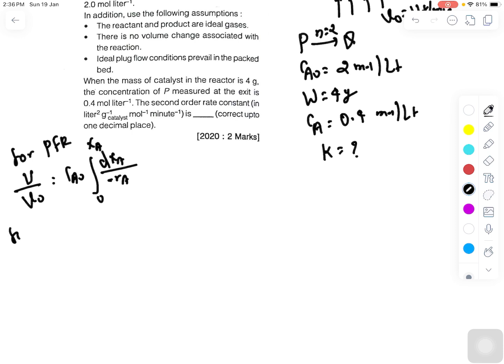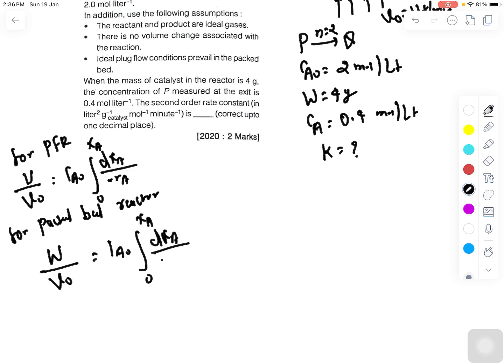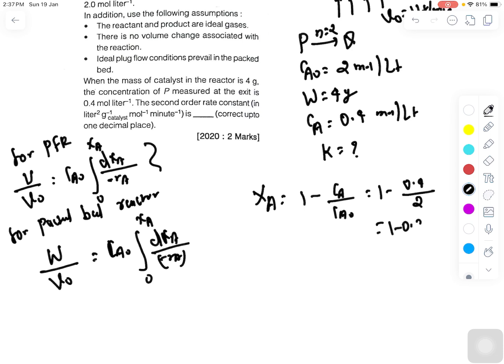But when we talk about the packed bed reactor, you can write W divided by V naught equals Ca naught times the integral from 0 to Xa of dXa divided by minus Ra. You don't have to write this step in the examination, so you can directly write these things. You should know the formula of the packed bed reactor. So now first we can calculate conversion. Conversion is 1 minus Ca divided by Ca naught, that is 1 minus 0.4 divided by 2, that is 1 minus 0.2. So the conversion you have calculated is 0.8.